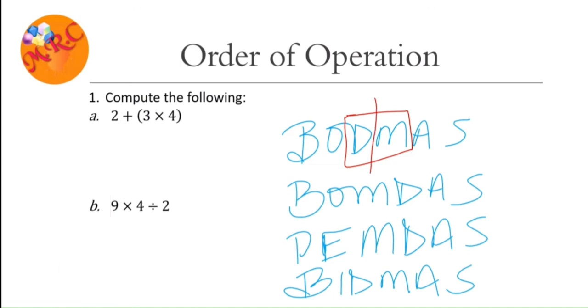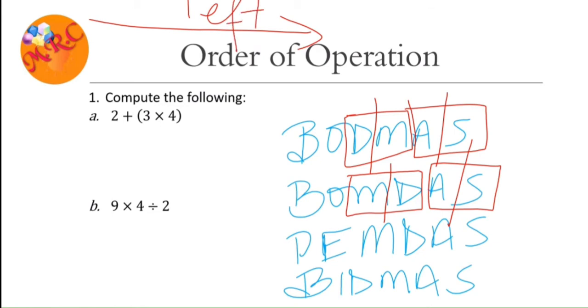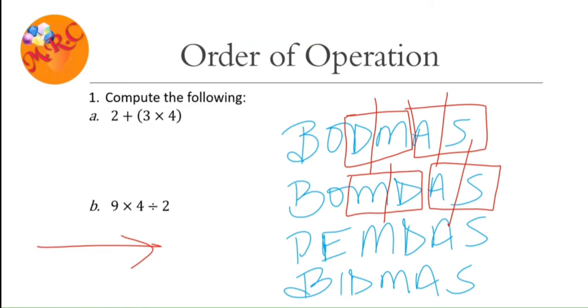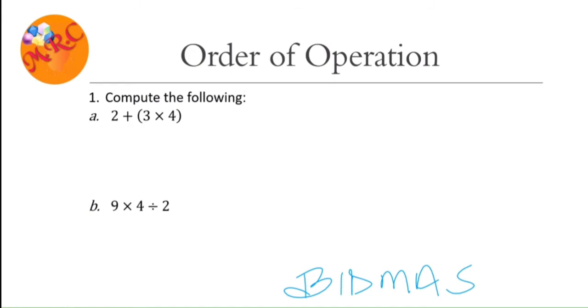Here I've highlighted the multiplication or division, whichever one comes first. Even if they have the M before the D, it doesn't matter. It's whichever one comes first in the question that you're doing. And then for the last part, addition or subtraction, coming from left to right, whatever comes first, that is the one that we're going to do.